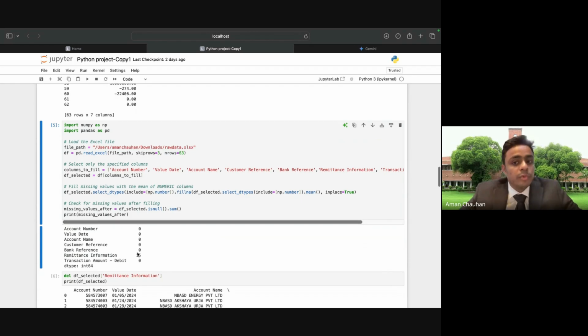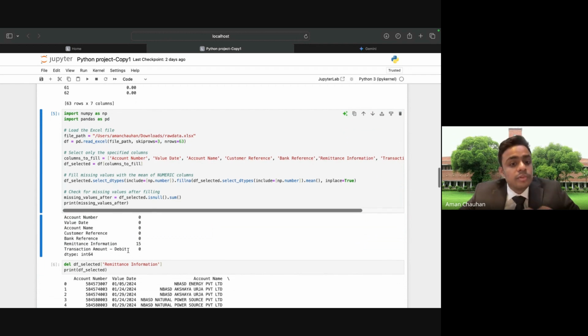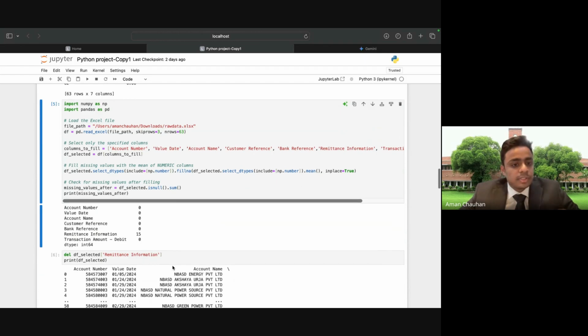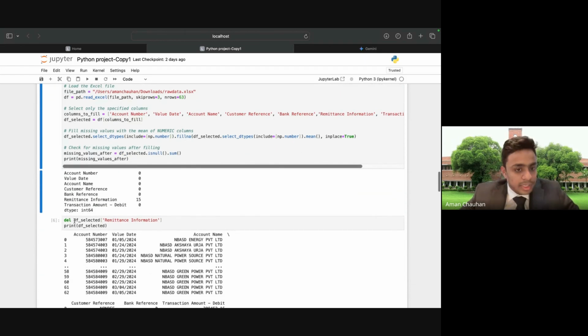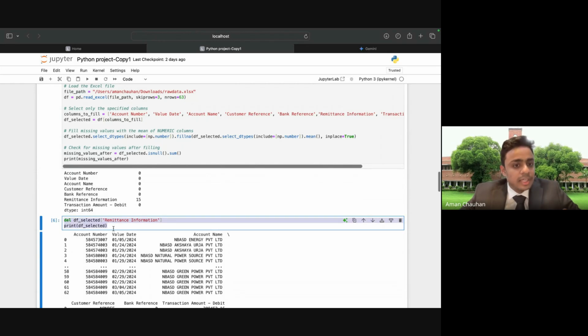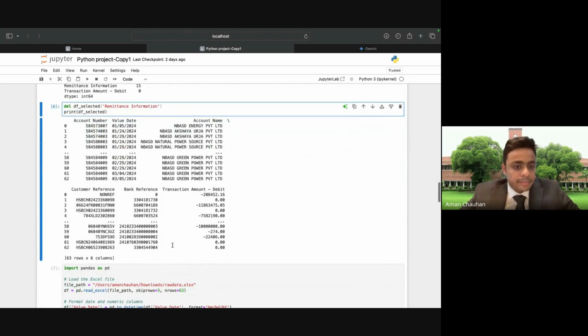So, moreover, since the objective was to clean the data, we decided to remove that particular column and display the rest of the extracted columns. So I gave the prompt and got the necessary code, which is this one: delete the selected column remittance information. And this is my output.